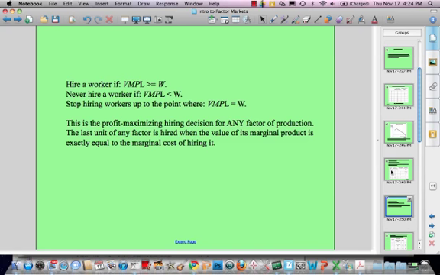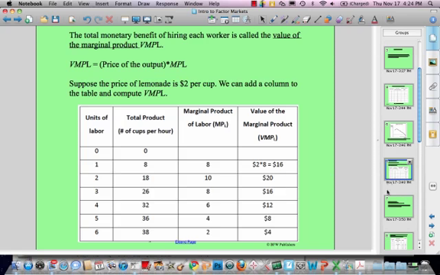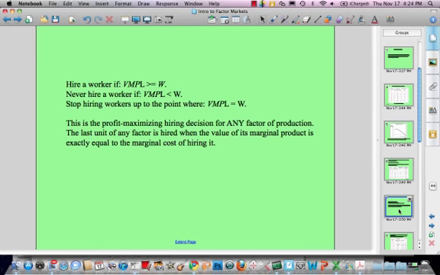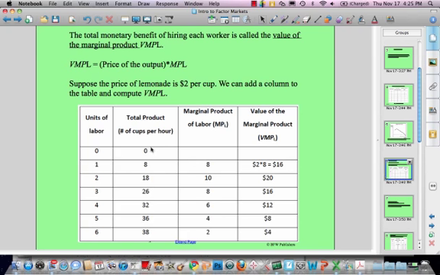So how do we take this information and make decisions about how many units of labor? Well, in this case, we decide to hire a worker if the value of the marginal product of labor is greater than or equal to the wage. So why are we talking about wages? Well, because our unit of input here is labor, and we need to value that unit to compare it to the value that it's creating.